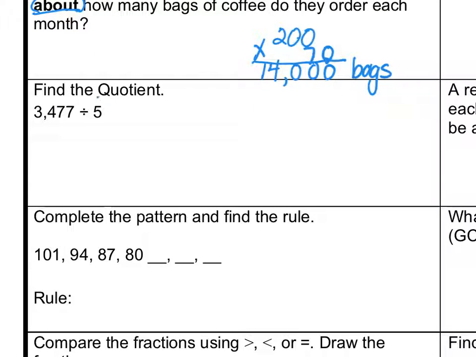Okay, now we have to find the quotient. That's the answer to a division problem. And we have a nifty little way of doing this. We put our 5, which is the divisor, on the outside, and we're going to stretch out and give some space between the digits in the dividend here. So we say dividend divided by the divisor equals the quotient.